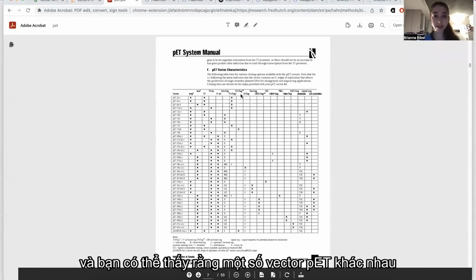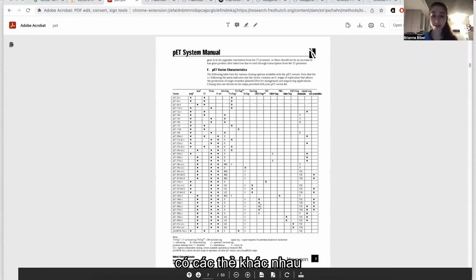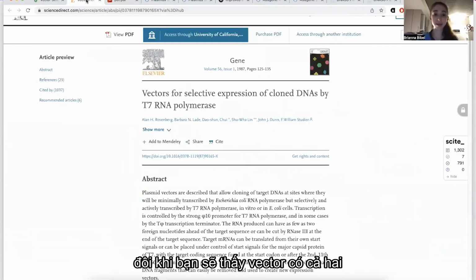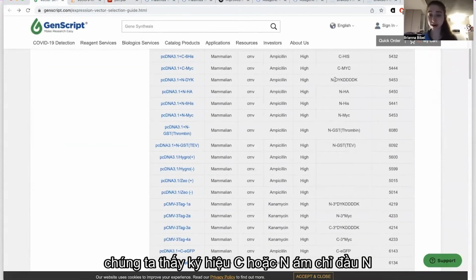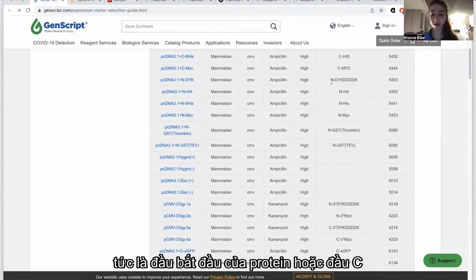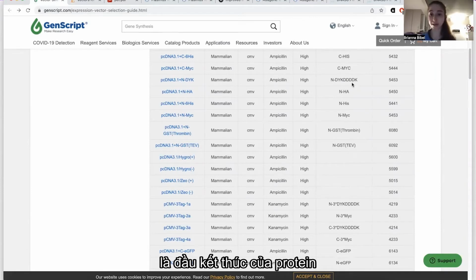And so you can see that some of the different pET vectors have different tags. And then you'll also see that some of them will be on the N terminal, and some of them will be on the C terminal. Sometimes you'll see vectors that have tags on both. When you see C or N, that's referring to the N terminus, the starting end of the protein, or the C terminus, the ending end of the protein.